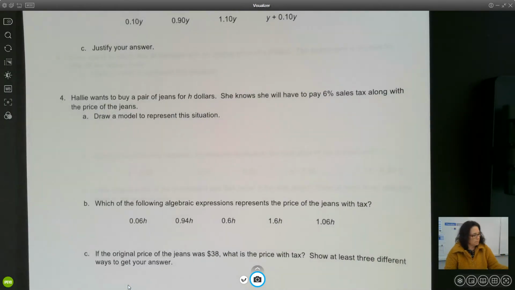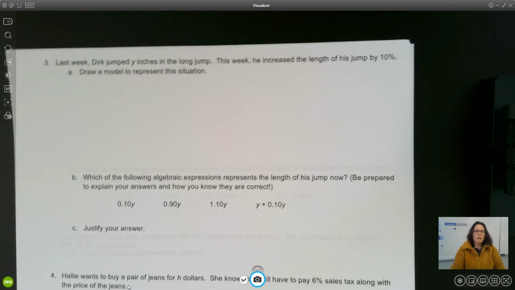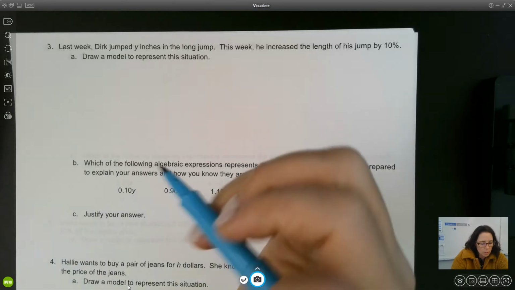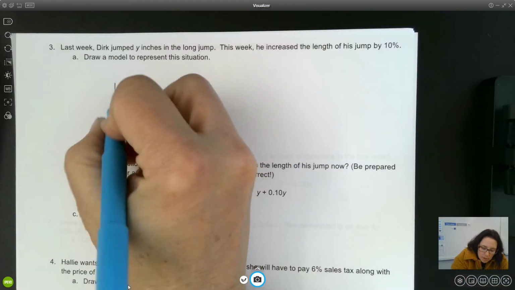Next page. Last week, Dirk jumped Y inches in the long jump. This week, he's increased the length of his jump by 10%. Draw a model to represent the situation.